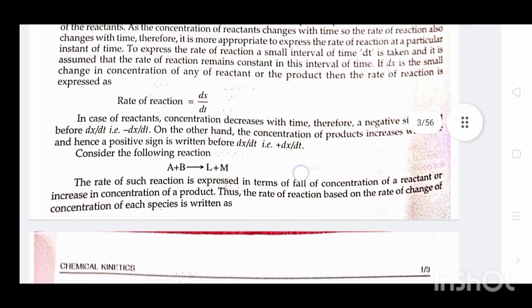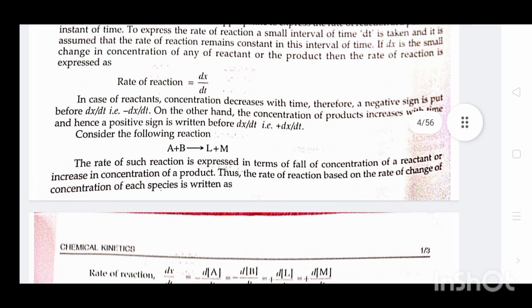In case of reactants, concentration decreases with time, therefore a negative sign is put before dx by dt. On the other hand, the concentration of product increases with time, hence a positive sign is written before dx by dt.